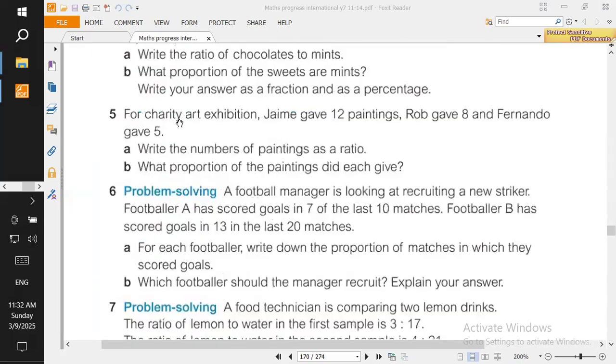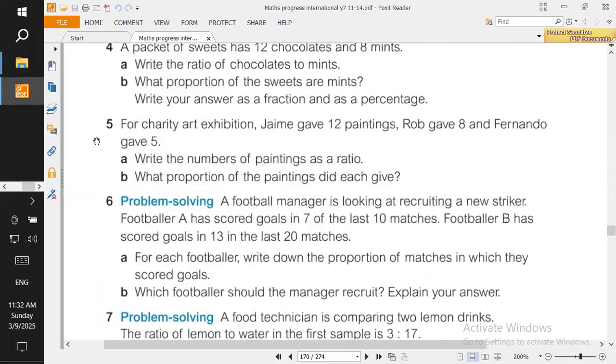Question 5. For a charity art exhibition, James gave 12 paintings, Rob gave 8, and Fernando gave 5. Write the numbers of paintings as a ratio. So first, let's write the letters. So we have J, R, and F. So James, Rob, and Fernando.